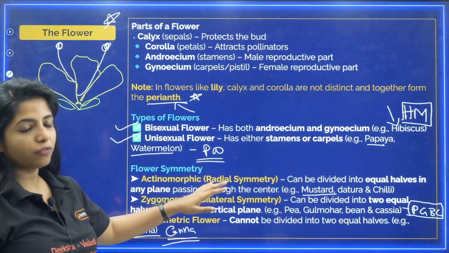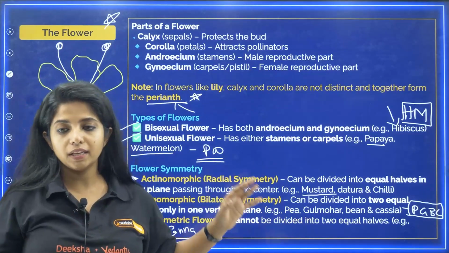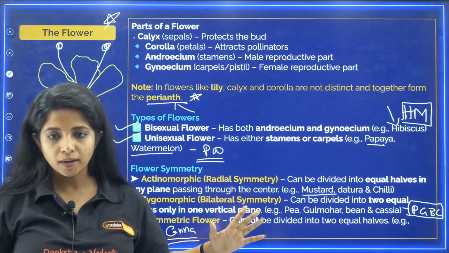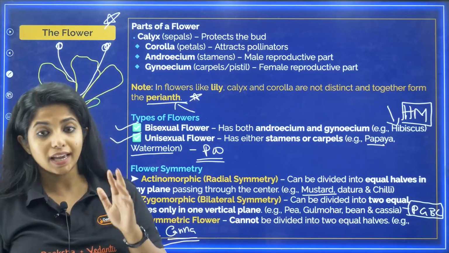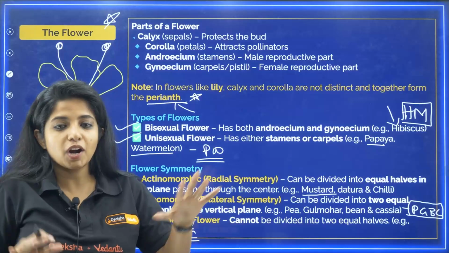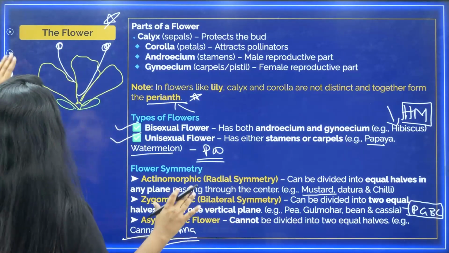Okay, so actinomorphic, they are very active. They are going to get divided from any plane. Mustard, datura and chili is the one. Zygomorphic, P, then you have gulmohar, then you have bean and then cassia. Then asymmetric, cannot be cut, so canna. Okay, so these are the things that you need to know.